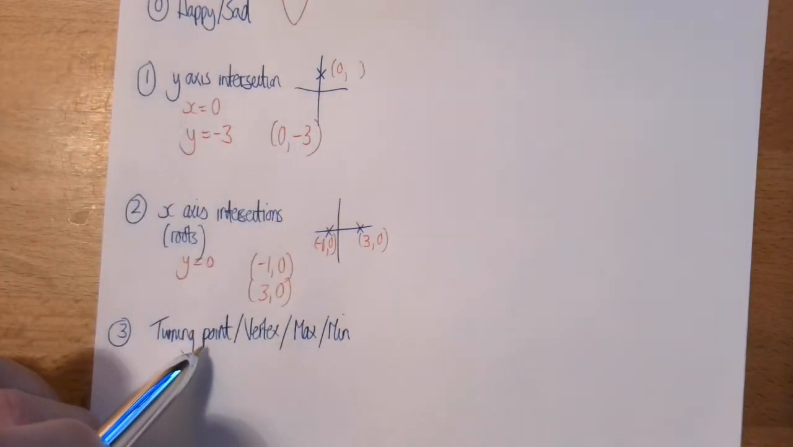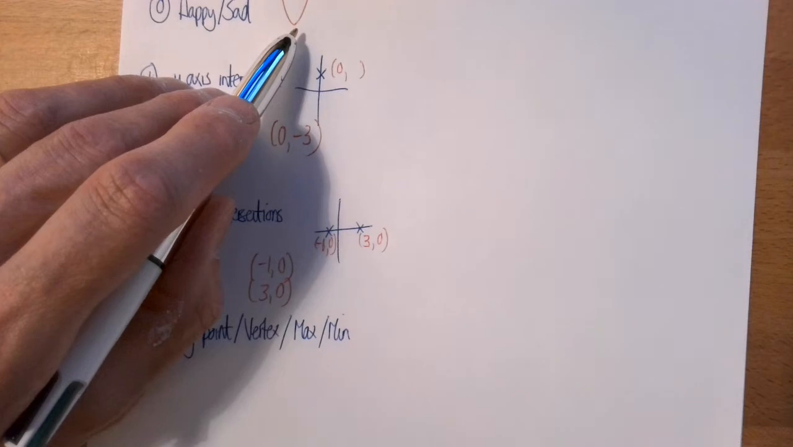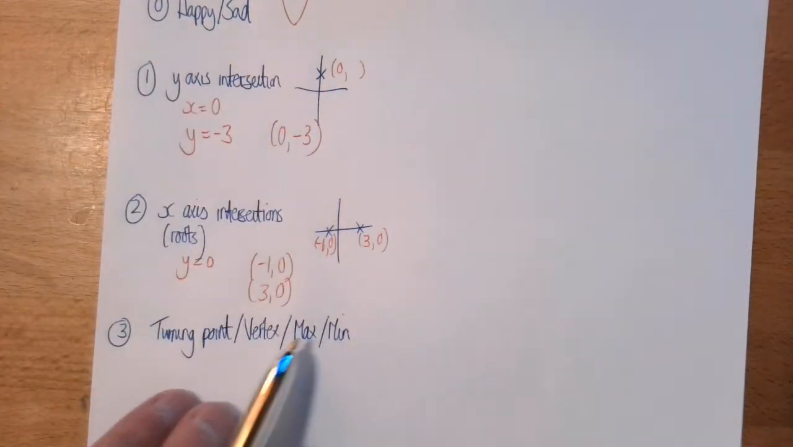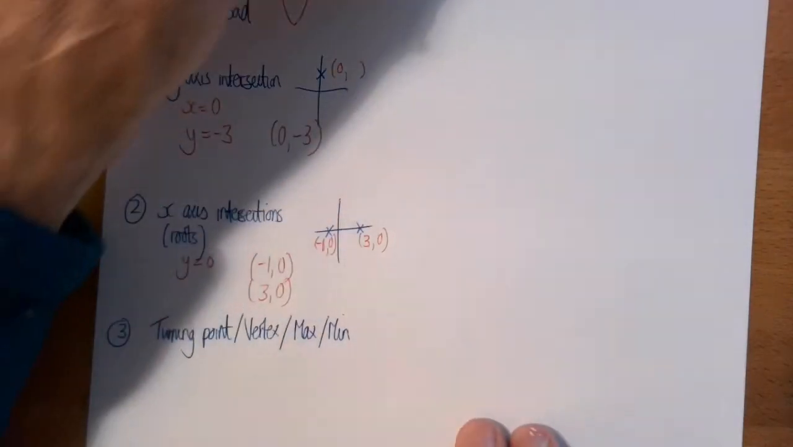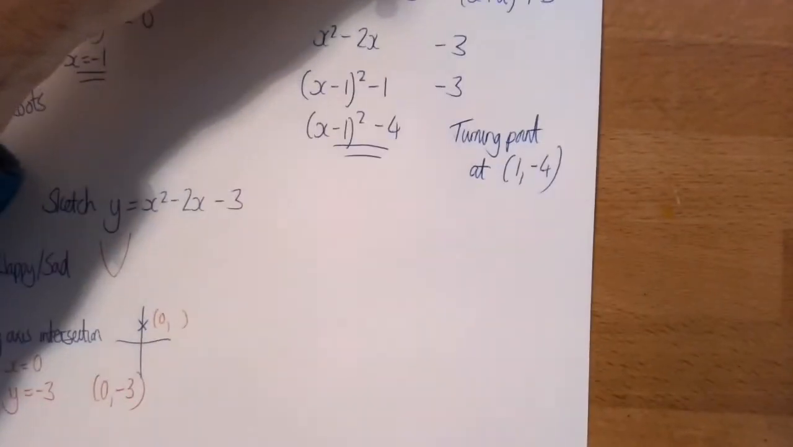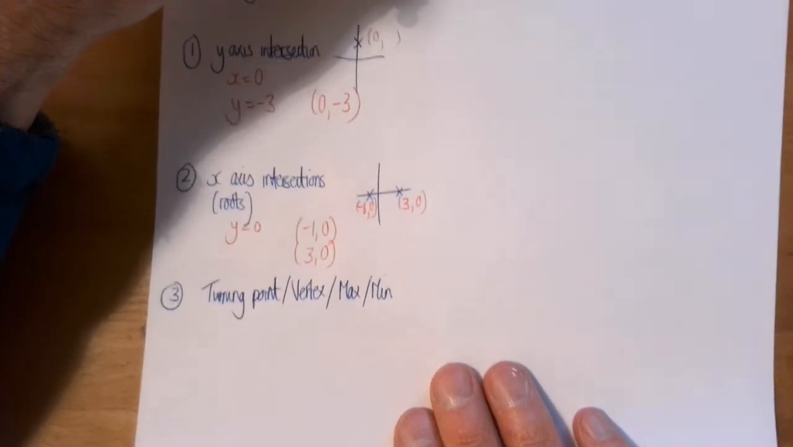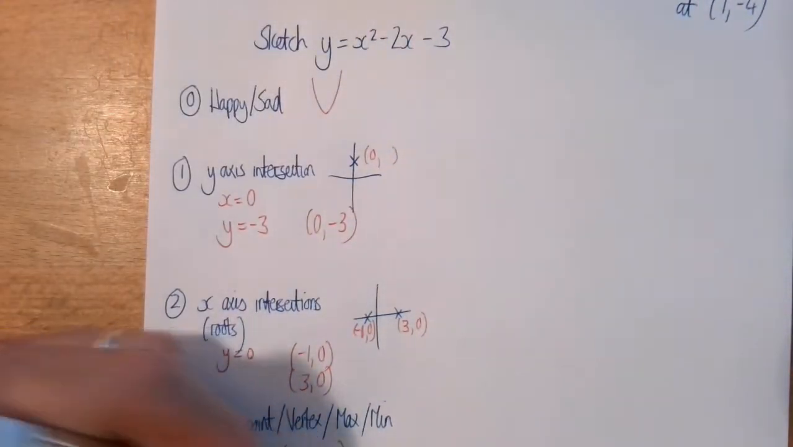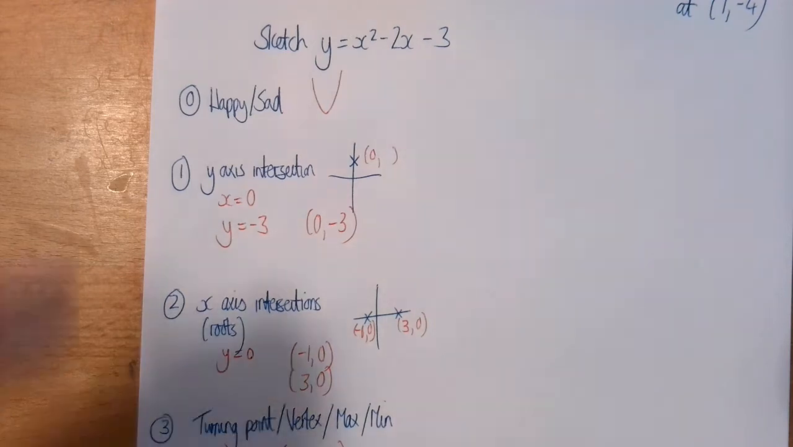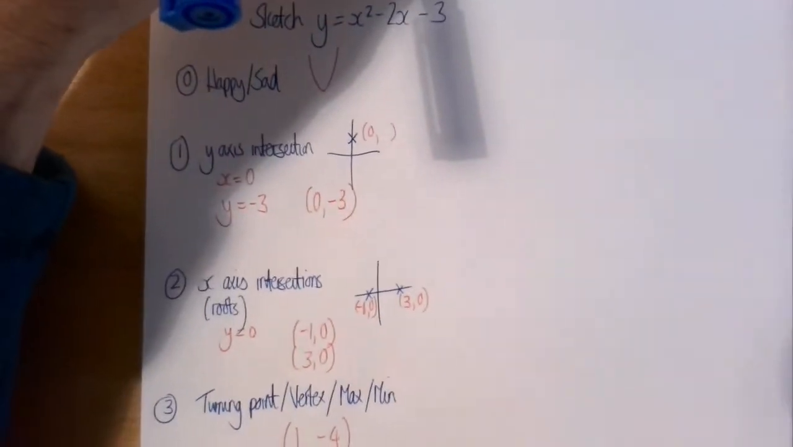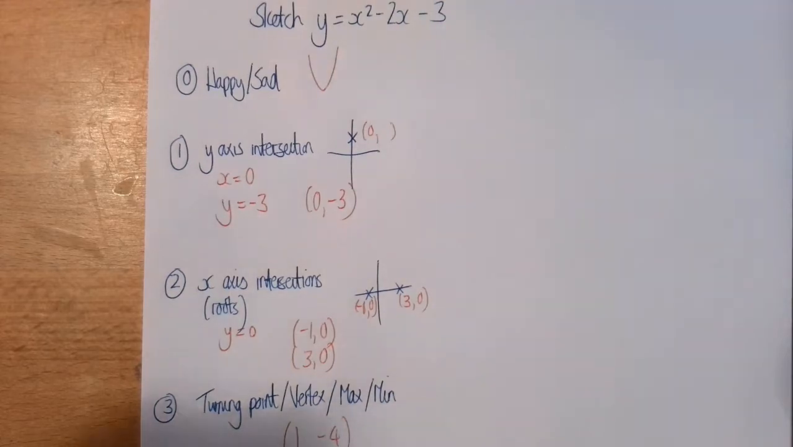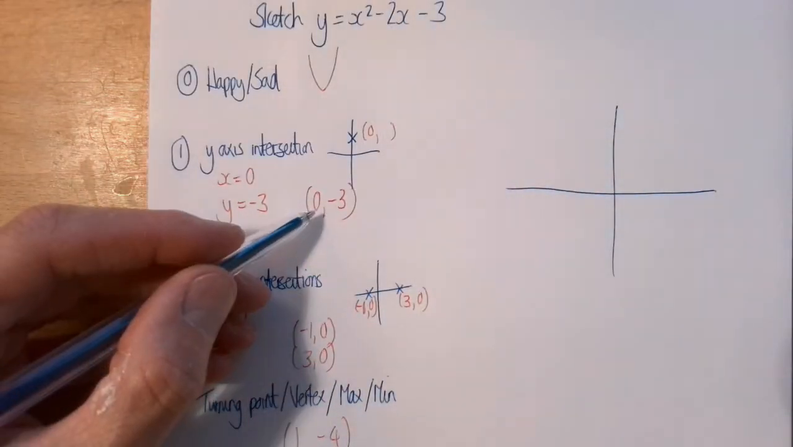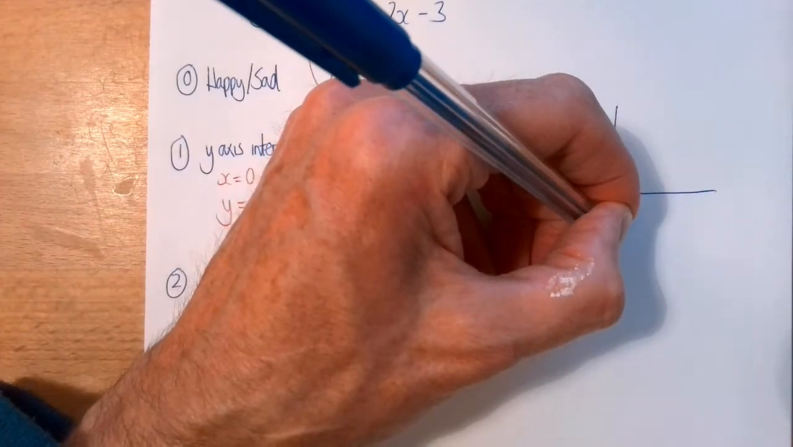And lastly, where's the turning point? Where's the bottom of the curve? It's going to be a minimum because it's a happy one, sometimes referred to as the vertex, and we've already done that by completing the square, haven't we? We know it's (1, minus 4). So rolling all those together, we can get a sketch. There we go. So it crosses the y-axis at minus 3.